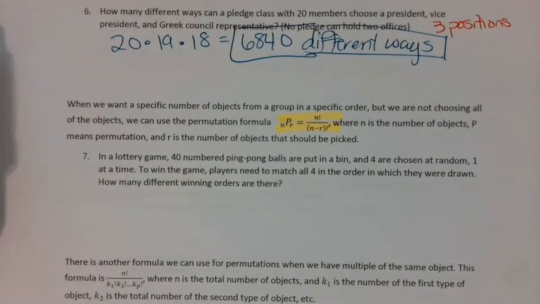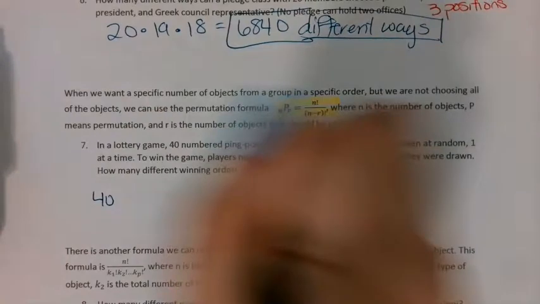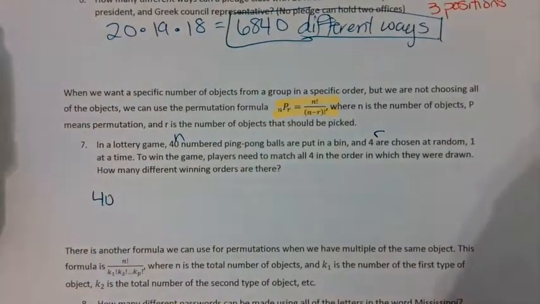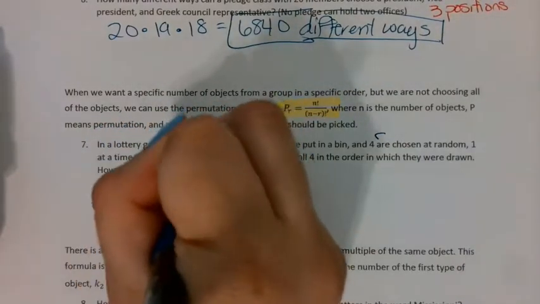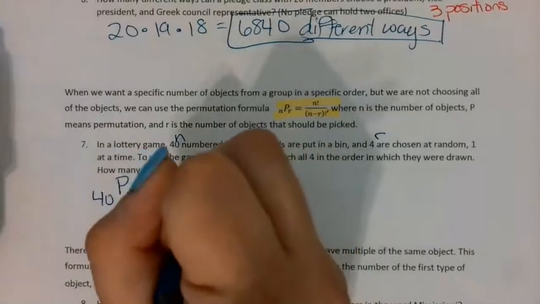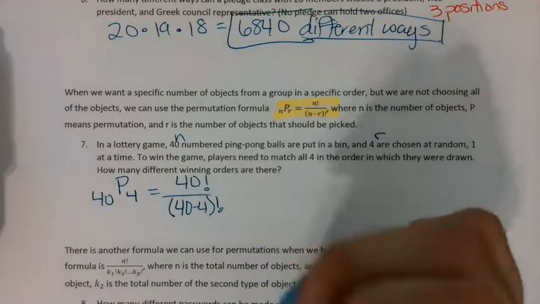So in number 7, it tells me there's a lottery game with 40 numbered ping pong balls and they're put in a bin, 4 chosen at random, 1 at a time. To win the game, you need to match all 4 in the order they were drawn. We need to figure out how many different orders there are. So I would plug into this formula. 40 is my N, 4 is my R, so I have 40P4. Plugging into the formula, I get 40 factorial over, in parentheses, 40 minus 4 factorial.